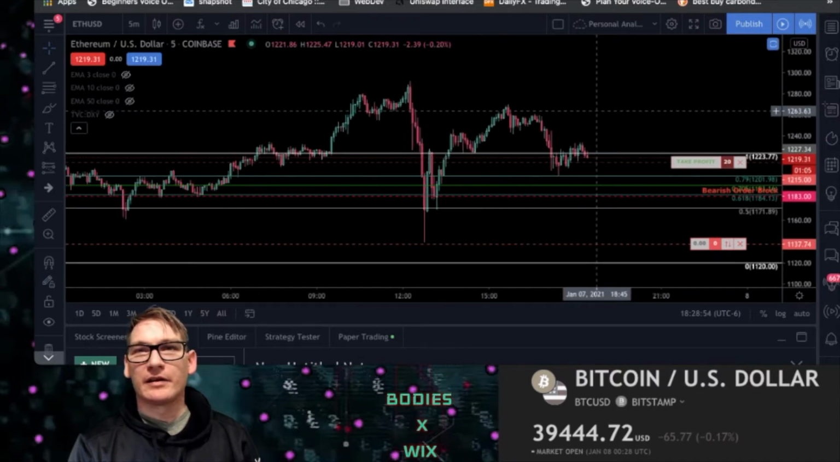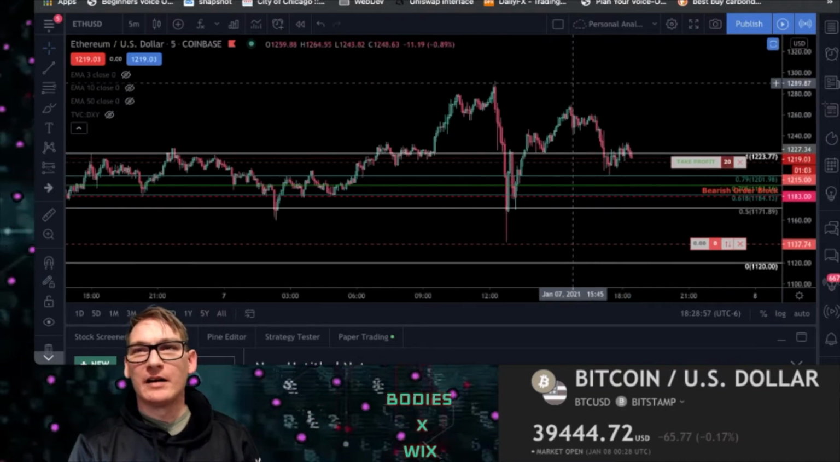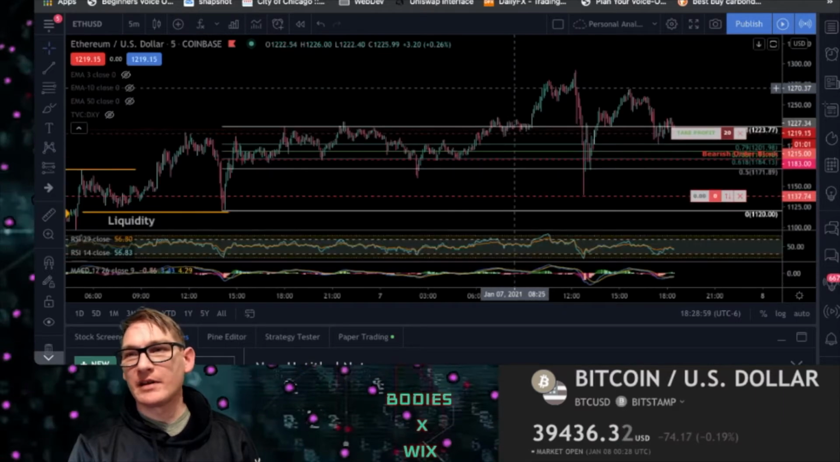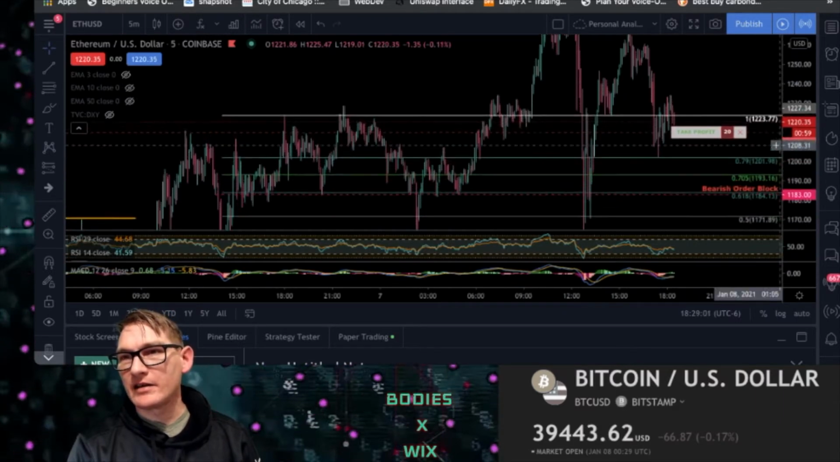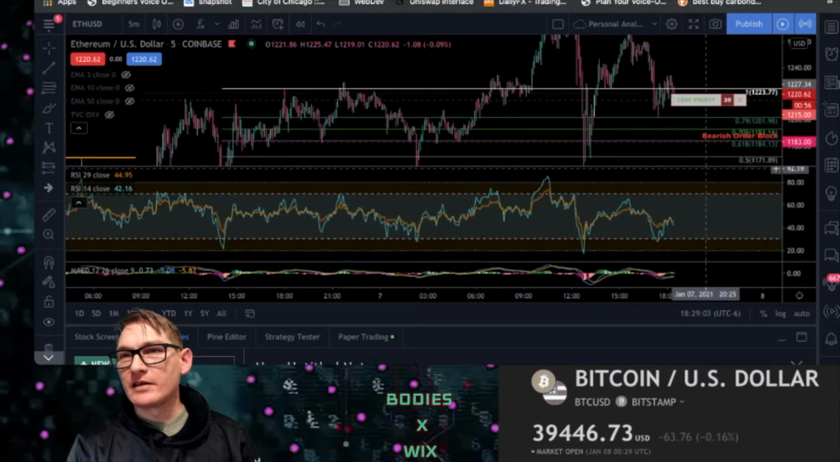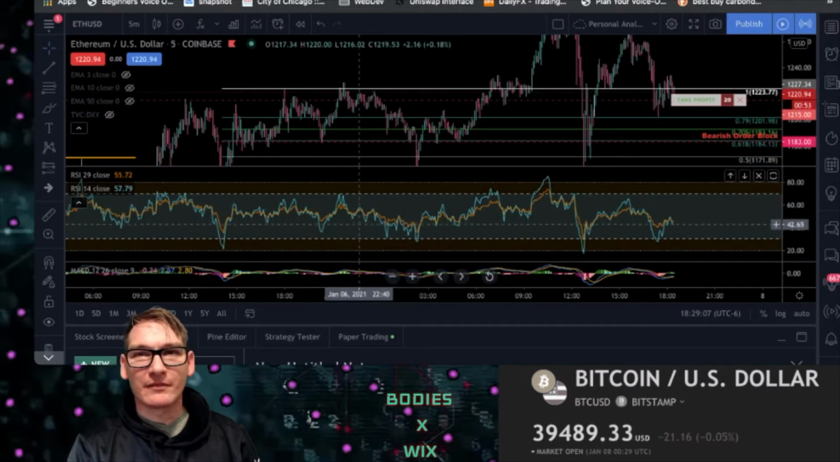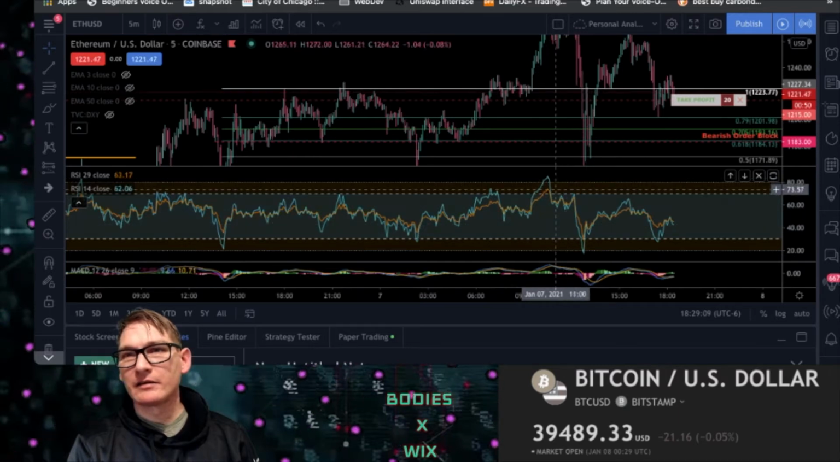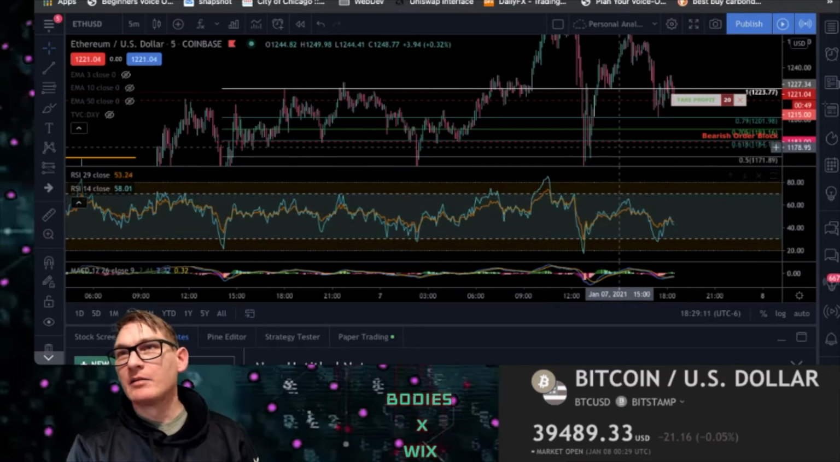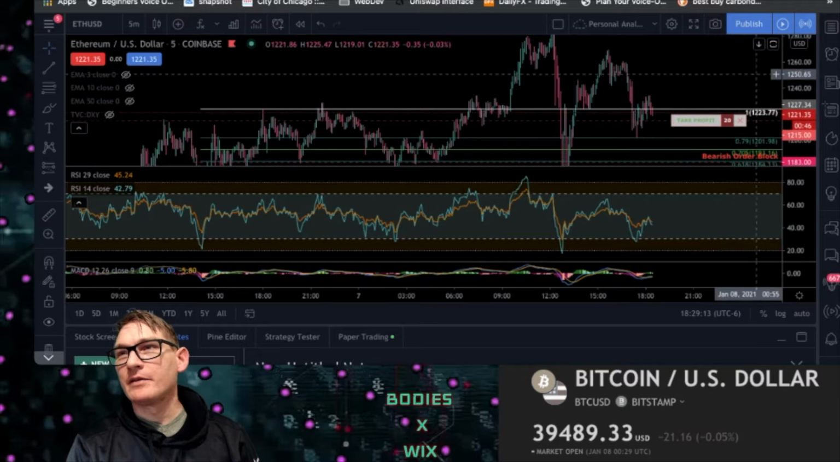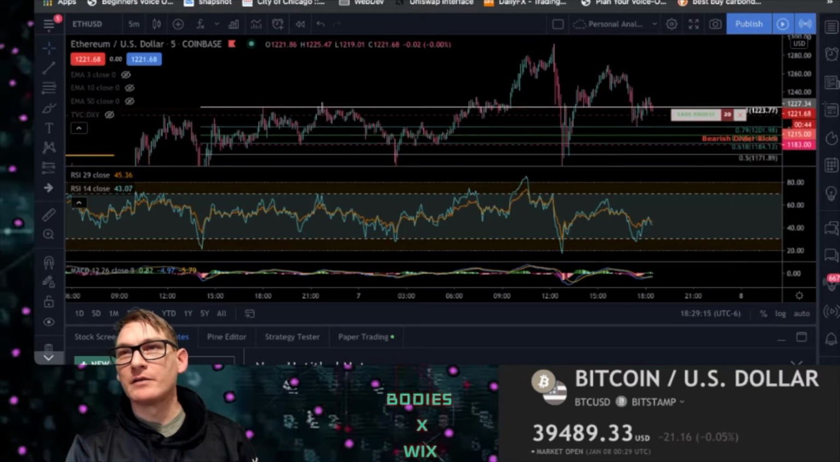What would Ethereum be doing now? To be honest, I think it's getting a little exhausted. As you can see, the RSI has. I usually don't look at indicators or anything like that, but sometimes you kind of have to, depending on what's going on with the market.